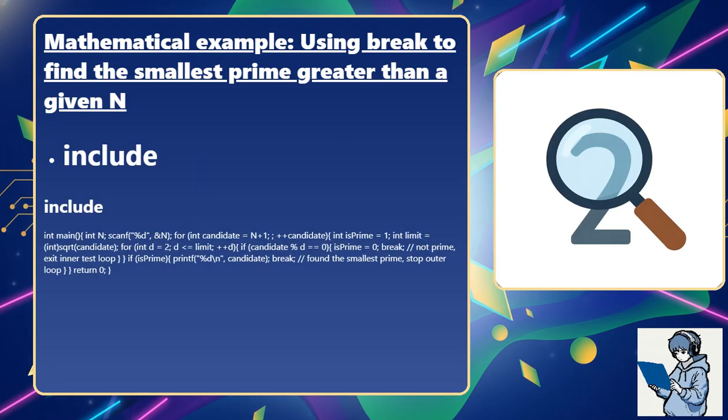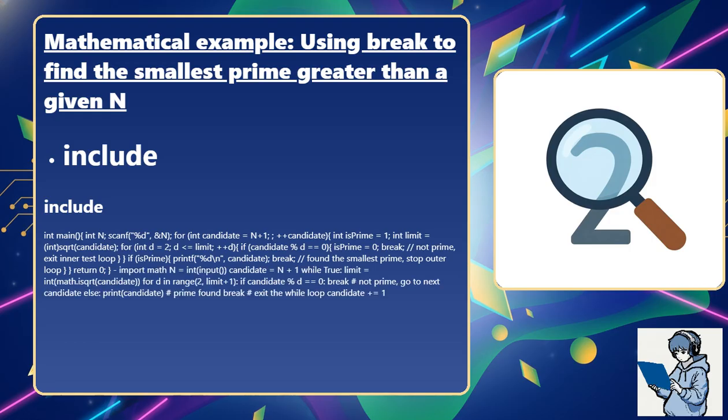See the C implementation. Include the standard input-output header and the math header. Define the main function that returns an integer. Read an integer n from standard input. Start an infinite for loop with candidate equal to n+1, incrementing candidate each iteration. Assume the candidate is prime by setting is_prime to 1. Compute limit as the integer cast of the square root of candidate. Loop divisor d from 2 up to limit inclusive. If candidate modulo d equals 0, set is_prime to 0 and break out of the inner loop. After the inner loop, if is_prime is still true, print the candidate followed by a newline and break out of the outer loop. Finally, return 0.